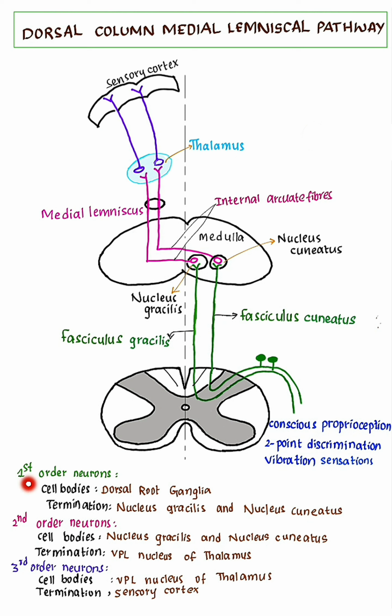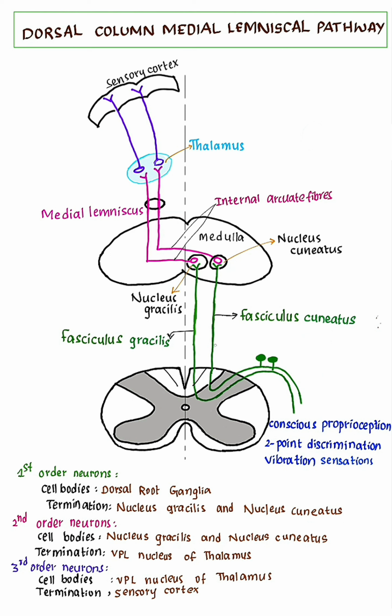There are three order neurons: first order neurons, second order neurons, third order neurons. First order neurons: their cell bodies are present in dorsal root ganglia of the spinal cord. The fibers of first order neurons enter the spinal cord through dorsal root and then ascend up in the posterior white column of the spinal cord as fasciculus gracilis and fasciculus cuneatus.